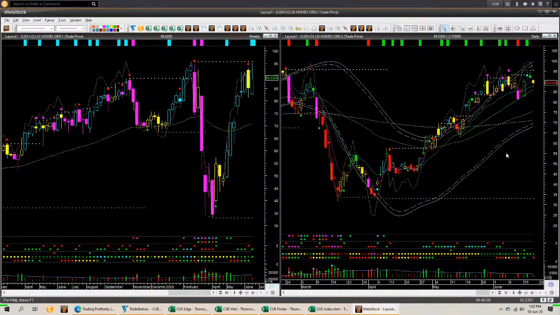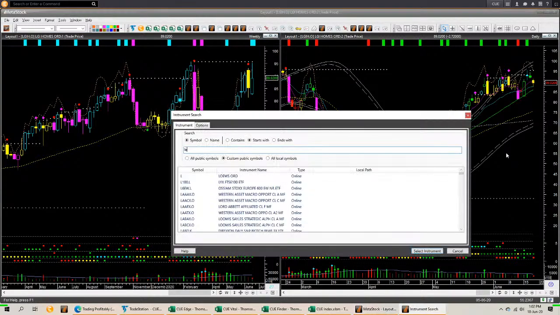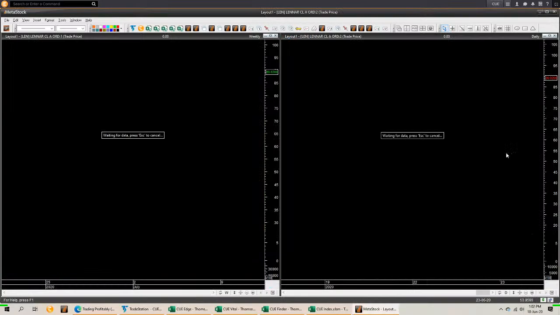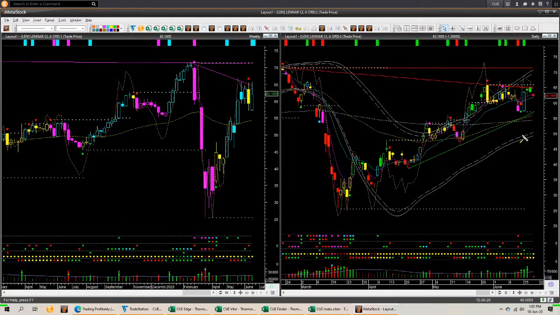Let me look at Lenar again. LEN, another home building stock, we saw it earlier. You can see Lenar also has a memory support line, but that is much further away. Therefore, Lenar is giving a better reward risk ratio in terms of taking a short trade. That is using the daily chart.